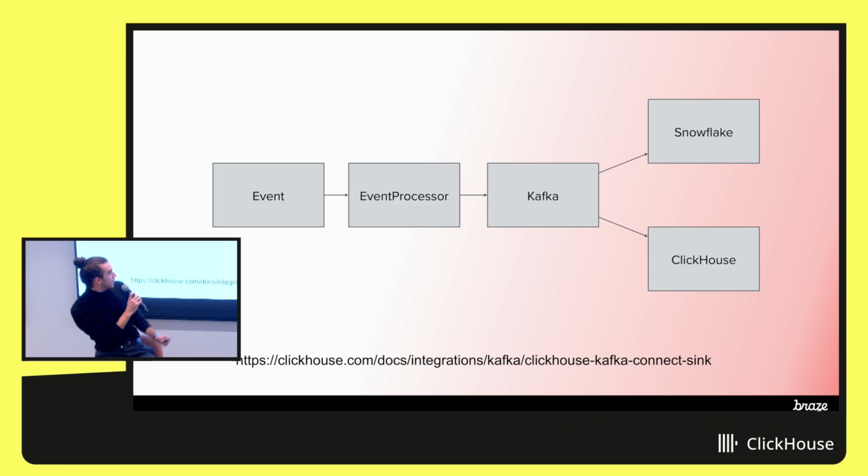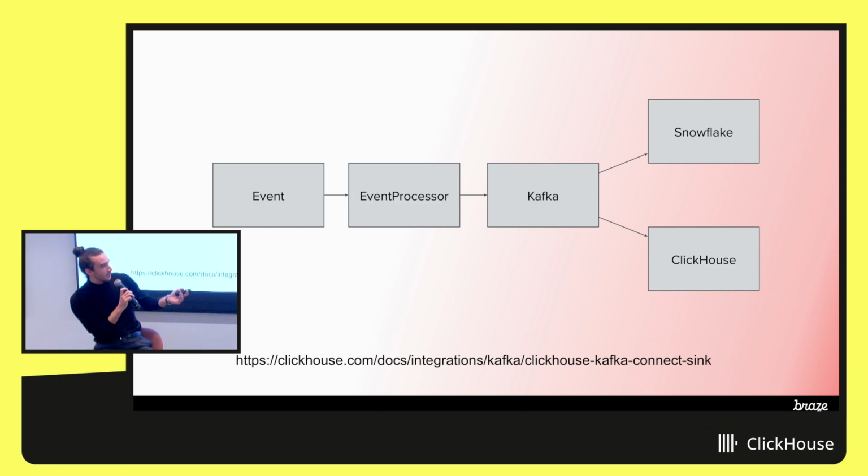So we went with ClickHouse. They provide a Kafka connector, which made this quite easy. So currently events will flow from Kafka, go to Snowflake, go to ClickHouse. We'll be able to run reports without any kind of discrepancy. And it works for us.